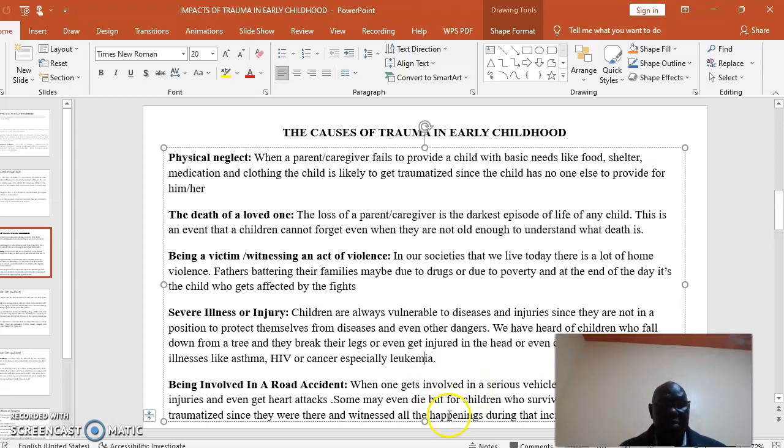The other cause is being involved in a road accident. When one gets involved in a serious vehicle accident, they may get severe injuries and even get heart attacks. Some may even die. But children who survive these events may get traumatized since they were there and witnessed all the happenings during the incident.